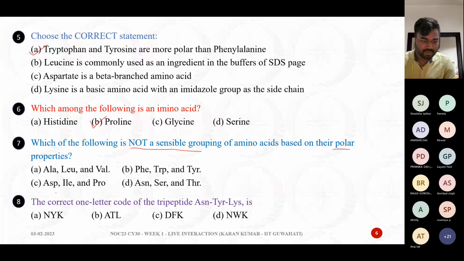Yeah, because isoleucine is not polar, right? It does not contain a polar side chain. It is more of a hydrophobic chain, right? That we will discuss later.